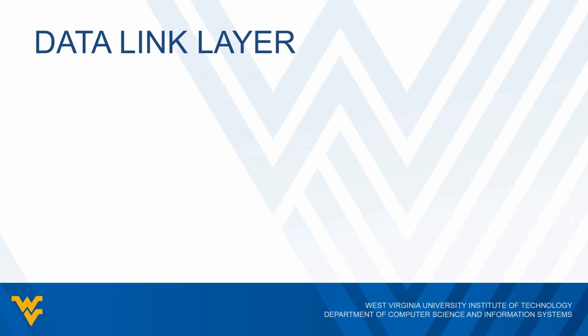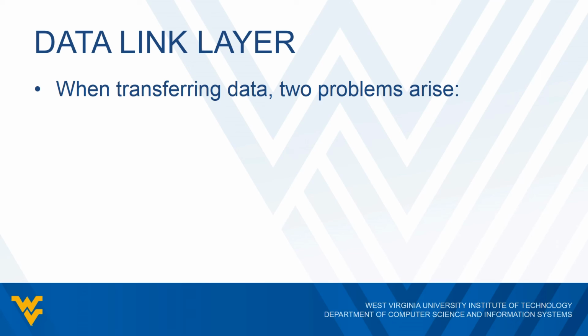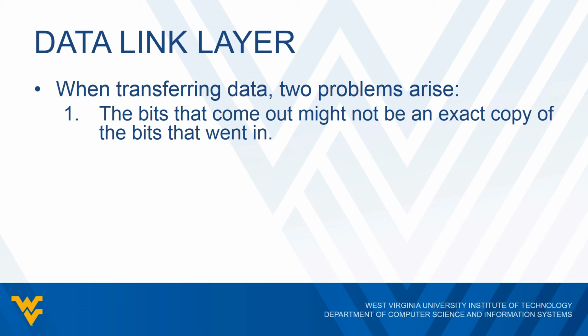Remember that the physical layer protocols create a bit pipe between two machines connected by a communication link. However, this link is not an error-free channel because of different types of interference, weather issues, or other factors. We could have some problems when we're transferring the data. One such problem is that the bits that come out might not be an exact copy of the bits that went in. This creates what we call an error detection and correction problem. So how do we detect when errors occur, and if we do get an error, how do we correct it?